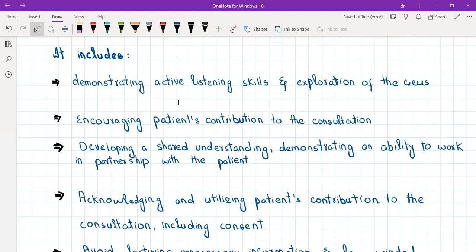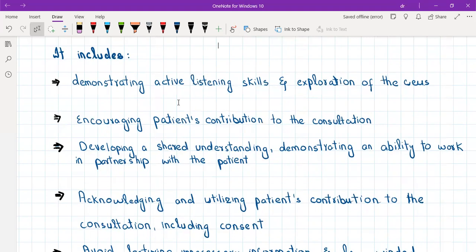Exploration of the cues can be verbal cues or non-verbal cues. For example, a patient is looking here and there during the conversation, not giving you eye contact. So you can ask, I can see, Mr. Smith, that you're looking around. Is there anything bothering you? Are you feeling restless? Or the patient is, for example, moving his limbs and showing anxiety. So you can verbalize that.